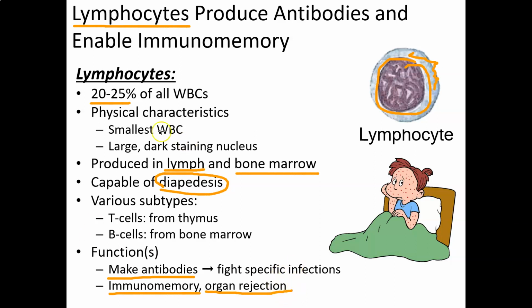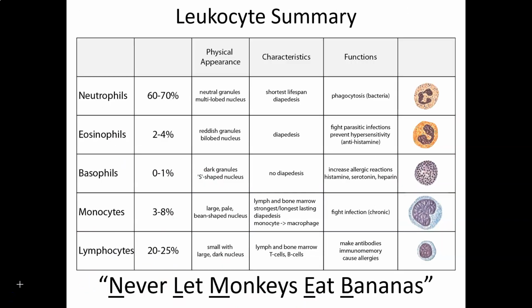So lymphocytes do a lot of other things, but those are kind of the big ones. So they make antibodies, responsible for immunomemory, responsible for organ rejection. Here's a nice slide that summarizes the different characteristics of our leukocytes.